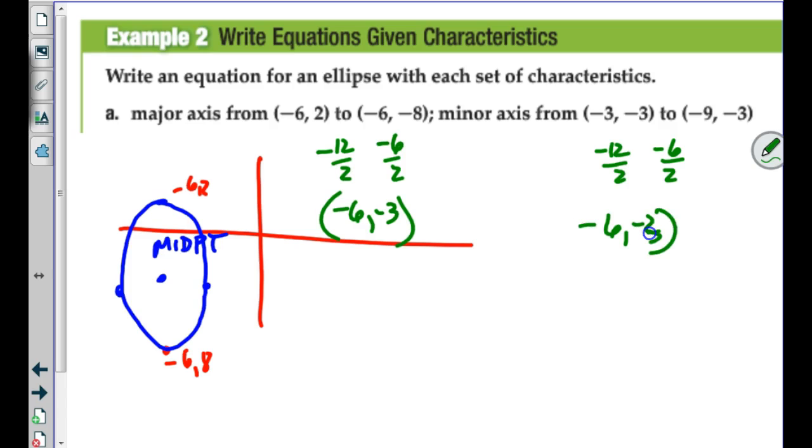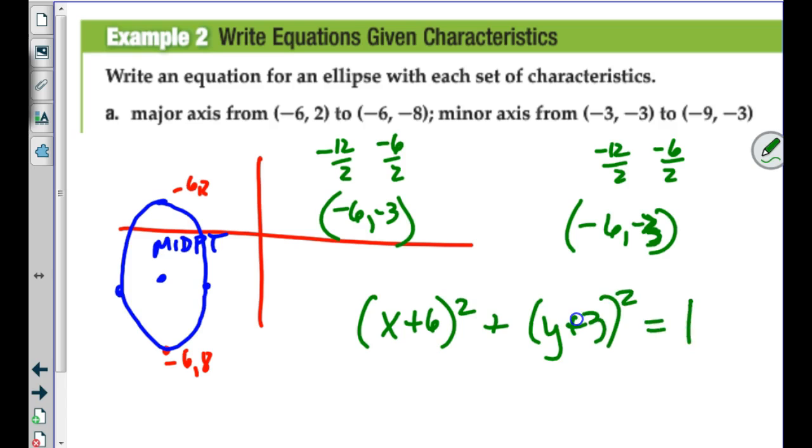Either way you did it, you came out with a center here, right? So we have an x minus -6 quantity squared and a y minus -3 quantity squared equals 1. Now how do we figure out what's underneath here for an a and a b?